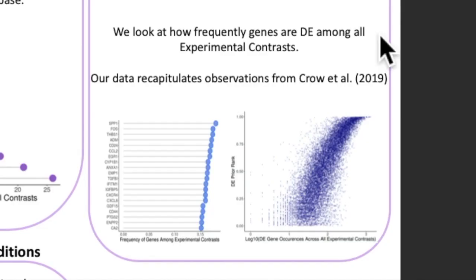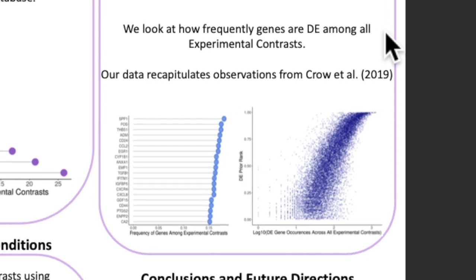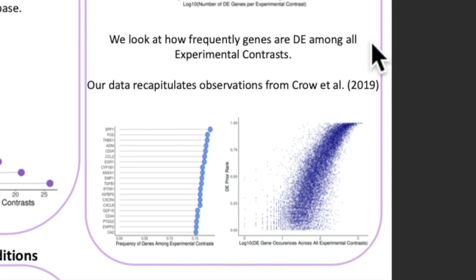Next, we look at how frequently genes are differentially expressed among all experimental contrasts. Furthermore, we also examine how the frequency of these genes map to the DE prior, a metric developed by Crow et al., which examines the predictability of human gene expression. Our data recapitulates the findings from Crow et al. as genes that are frequently differentially expressed across the contrasts have a more prominent DE prior.